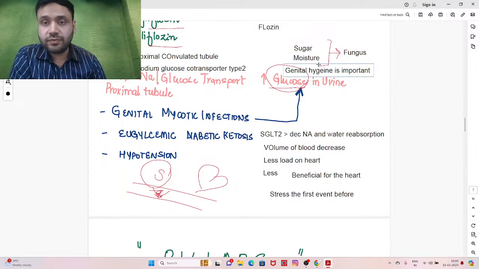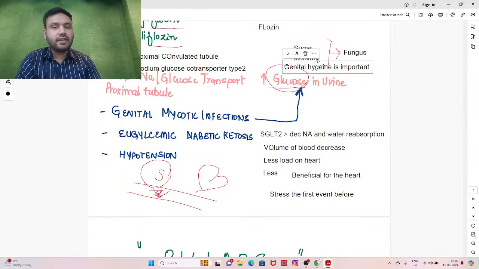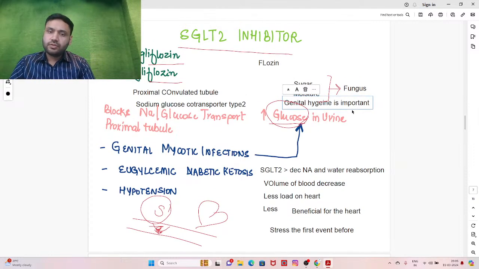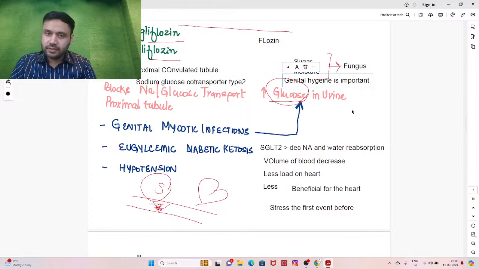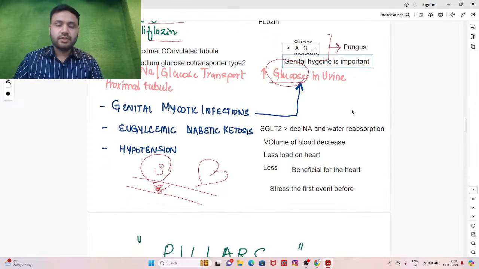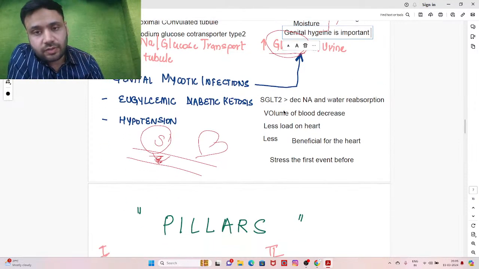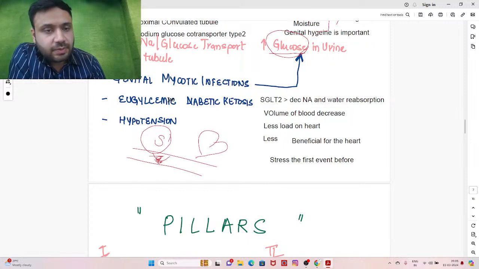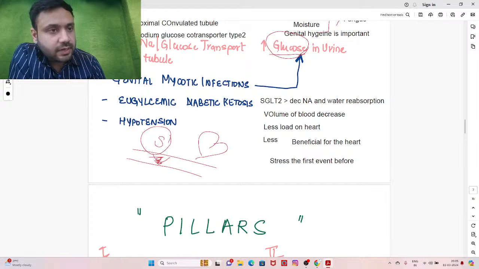This is one of the very important side effects in any patient. You prescribe dapagliflozin or empagliflozin. You always tell them to make sure you keep the area dry, you keep it clean. Otherwise, they're going to have a genital fungal infection. Then there are other effects because we decrease the blood volume. Because we decrease the blood volume, the BP will be low. So the patients would develop hypotension as a side effect.